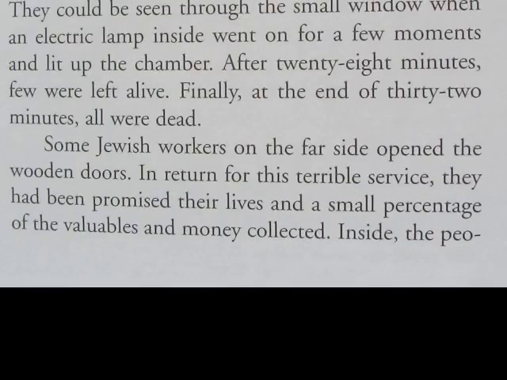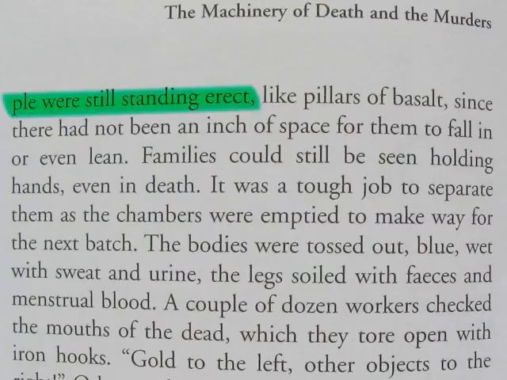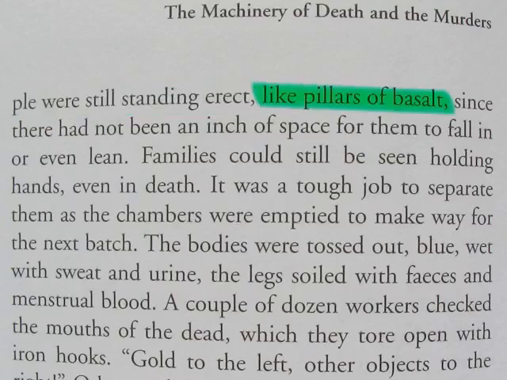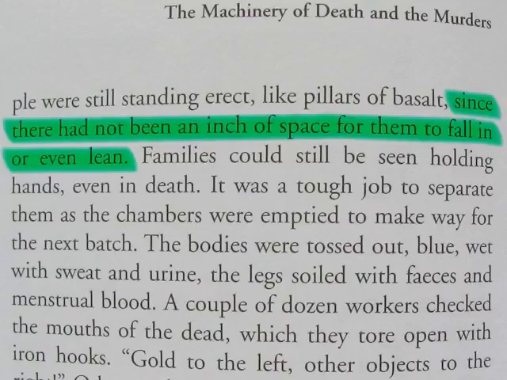Bodies would be pressed up against it, blocking any view. One can see this when he describes the dead victims later in this report. Inside, the people were still standing erect, like pillars of basalt, since there had not been an inch of space for them to fall in or even lean. So that's more evidence that the bodies would have been blocking the window, and even without that, the water vapor in the chamber would have condensed on the glass, fogging it up. Gerstein purposely discredited his report with way more than what we've just looked at, but we need to move on.